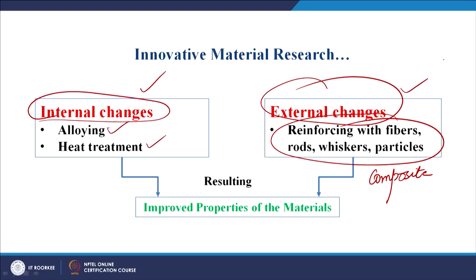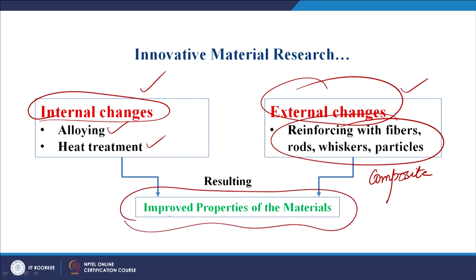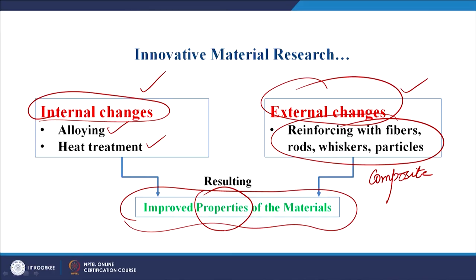So our focus is to understand those manufacturing guidelines, but this slide is just giving an indication that how the new materials can be developed. New materials can be developed by doing the internal changes or the external changes, and once we try to develop a new material, it will lead to improved properties of the materials. How it is related to our course? Because when the properties of the material change, the manufacturing processes also need to be controlled or designed in such a way that we are able to produce these new materials as per our product design.